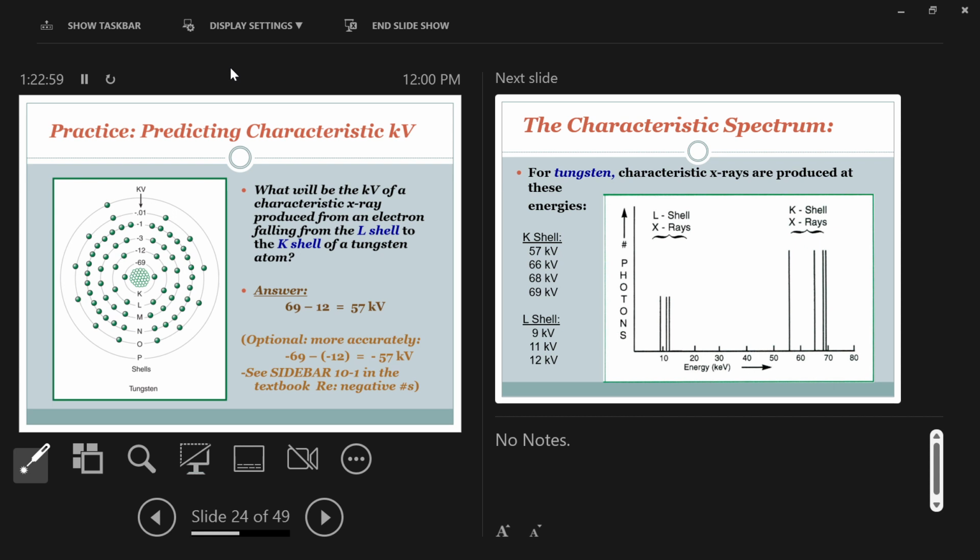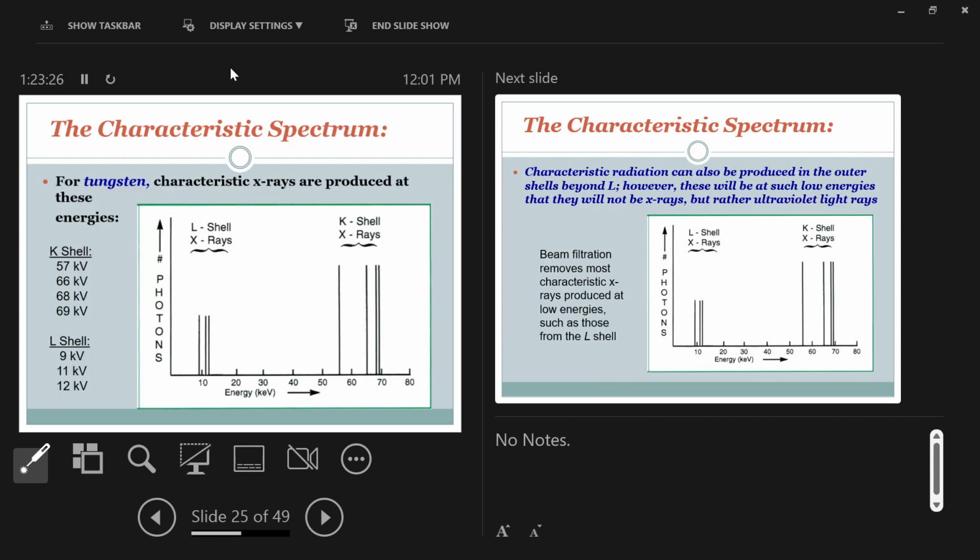You're right, because of the difference between the two. How much binding energy was the N shell? What was the binding energy for the N shell? 1, negative 1, right? And the K shell is negative 69, right? Negative 69 minus negative 1 is negative 69 plus 1, so negative 68. You learn that the negative doesn't matter, so the X-ray produced is 68 kV. Let's go back to this. One of these, probably the one there, is our 68 kV spike, okay?